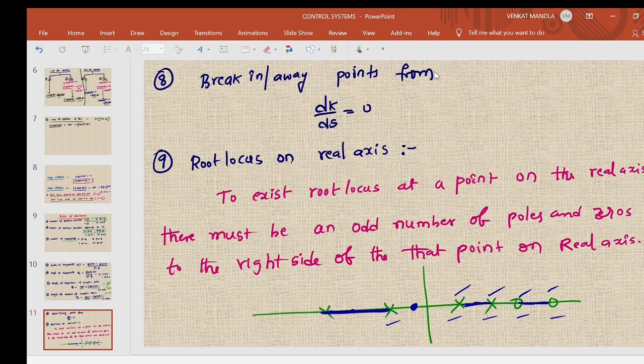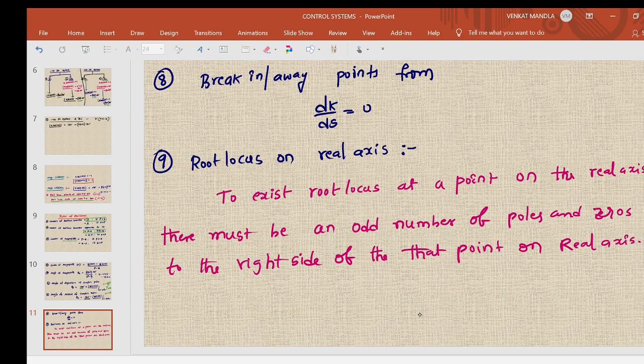Next, break-in and breakaway points. These break-in and breakaway points are obtained from dK/ds equal to 0. Root locus on the real axis: how does the root locus exist on the real axis? For a root locus to exist at a point on the real axis, there must be an odd number of poles and zeros to the right side of that point on the real axis.